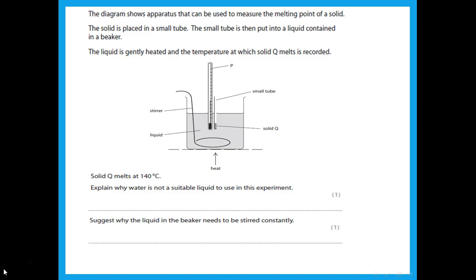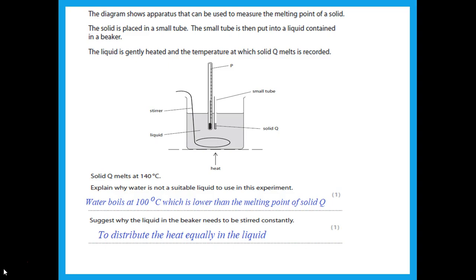Explain why water is not a suitable liquid to use in this experiment. I can't use water to heat solid Q until it melts. Obviously, because the boiling point of water is 100. So water will boil at 100 and it will never reach the 140 that I need for the Q to melt. So water boils at 100 and this is lower than the melting point of solid Q. Then, explain why the liquid in the beaker needs to be stirred constantly. Always remember that when we're mixing something in and we're heating it, we need to mix it while heating. This is to distribute the heat equally in the liquid.